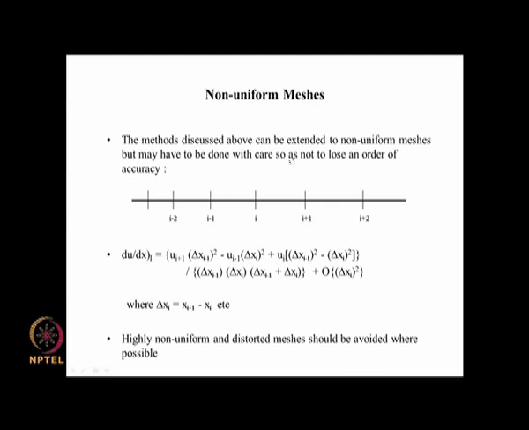So, non-uniform meshes are probably unavoidable. Up to second order accurate expressions, they do not pose real great difficulty. As you go to higher and higher order accurate, then the algebra becomes tougher and tougher, okay. So, and we would like to point out that sudden changes in grid spacing should be avoided where possible, okay.